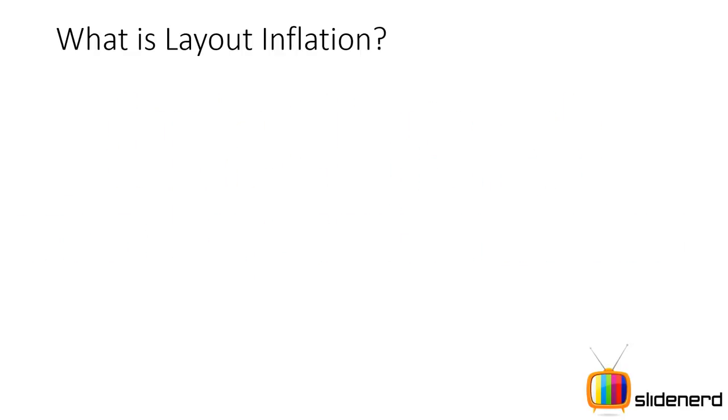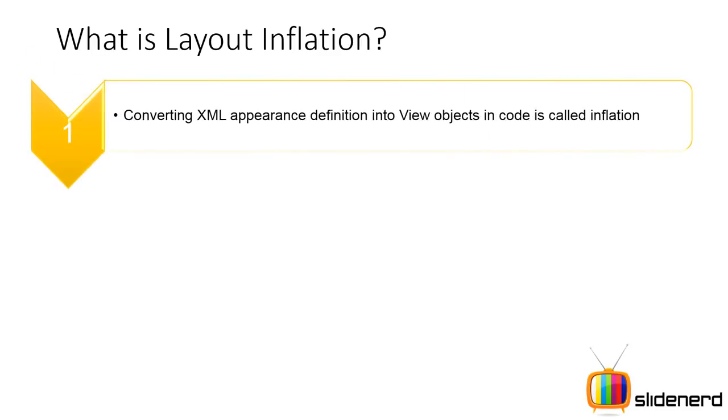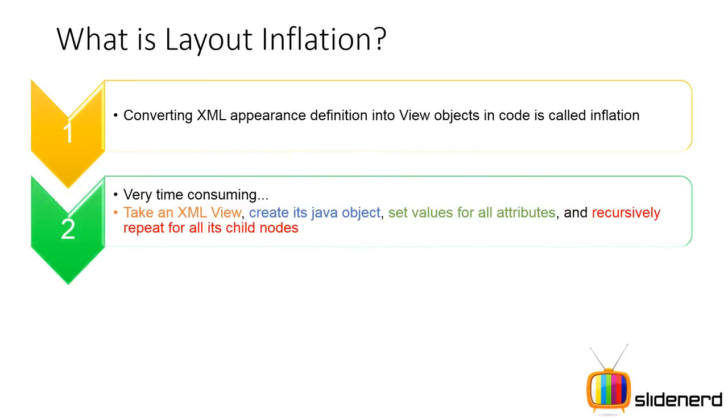So if you're a beginner, the first question that's gonna strike is, hey, what do you mean by layout inflation? Well, here's a simple explanation. Converting the XML appearance description of your layouts into Java view objects that you can use inside your code is called inflation, and the layout inflator is a class that does this work for you. And this is a very time consuming operation.